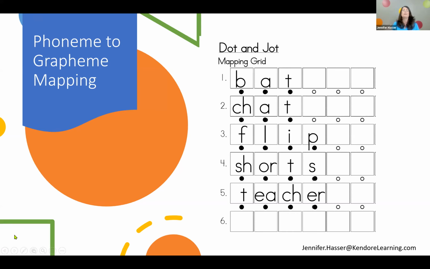Phoneme-grapheme mapping is perfect for getting your phonemic awareness together with your phonics activity, but isolating them, so that they're not necessarily memorizing bat, writing it down, and then telling you the sounds. We want them to stop, think about the sounds, think about how many sounds, and go back and put the letters in. Some kids are going to have a hard time with that.